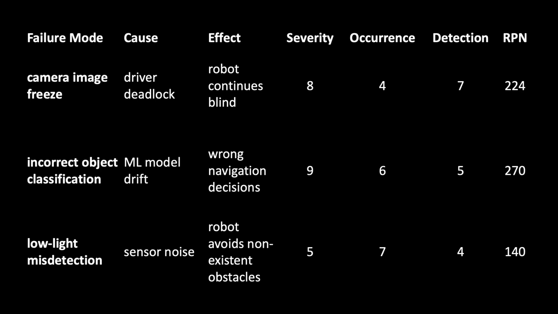Here is an example of an FMEA for the context of a robotic system. There are 3 different failure modes, and looking at the middle one, which is an incorrect object classification, which is caused by a machine learning model issue. The effect here is quite severe and was estimated as a 9 because the robot can take wrong navigation decisions. The occurrence and detection was judged at a medium level, but the RPN compared to the others is also quite high. So it makes sense to start with mitigation measures here.